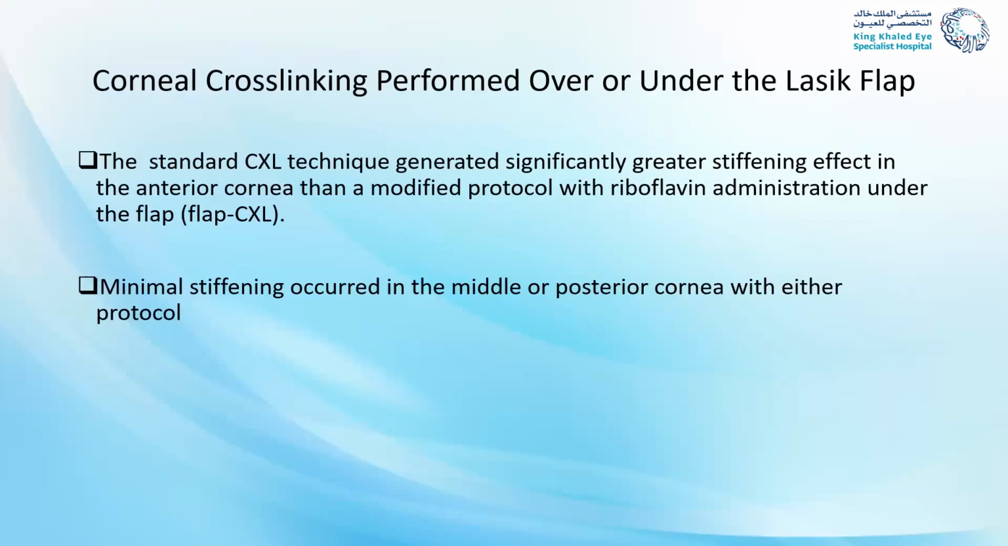Another issue or special situation is when you do the cross-linking and you have a LASIK flap. So what's best? Do you do the standard cross-linking on top of the LASIK, or do you lift the flap and do the cross-linking under the flap? Well, if you do it as a regular case, then you have good anterior cornea stiffening compared to the flap cross-linking technique where you lift the flap. But there is a stiffening effect of the middle and the posterior cornea in each case, unfortunately both of them have minimal effect on the posterior aspect. So this is not a great thing to deal with when you have a patient who's post LASIK ectasia. But you have to keep in mind that the standard will give great stiffening of the anterior cornea, and the flap cross-linking has minimal stiffening effect.